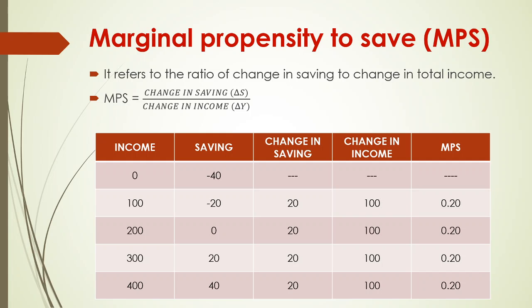This table will give you the idea of MPS. In the first column we have written income from 0 to 100. The second column is saving.